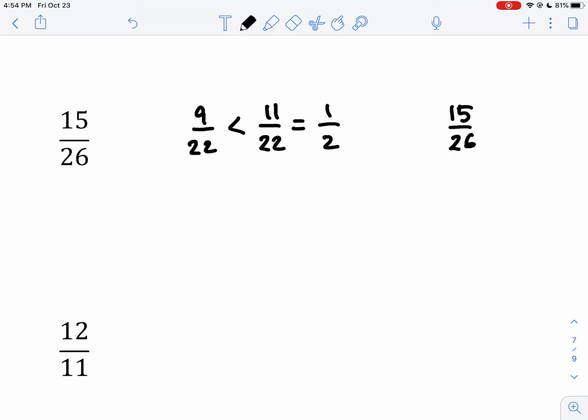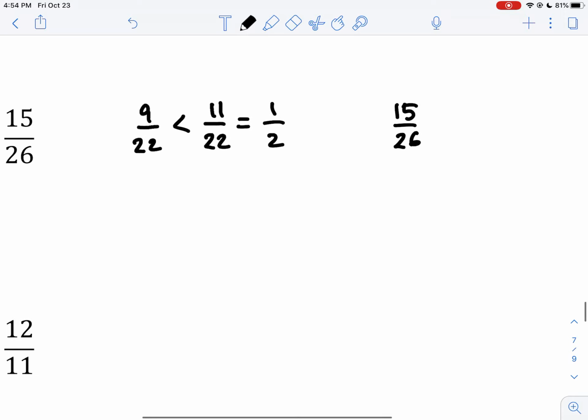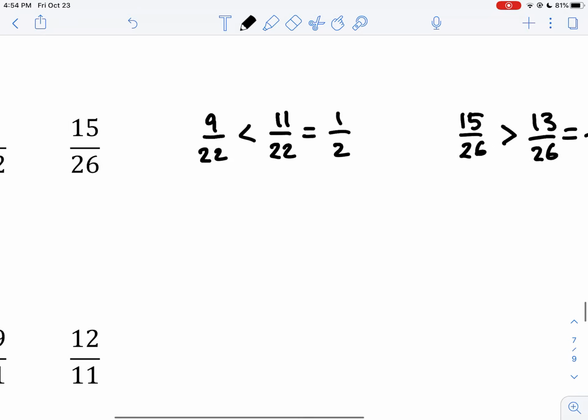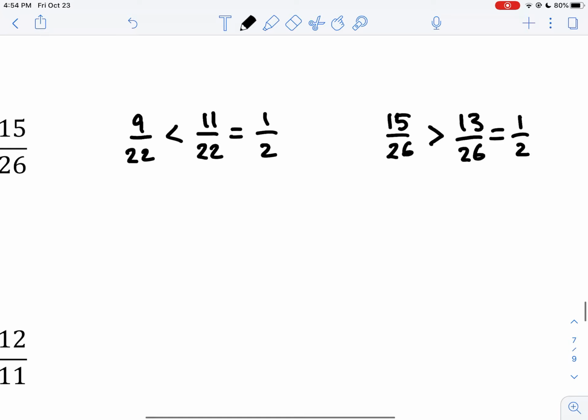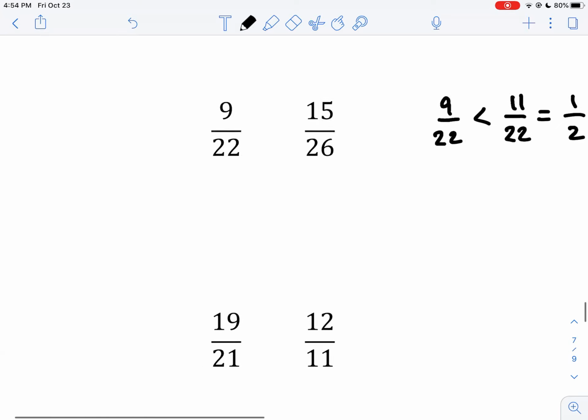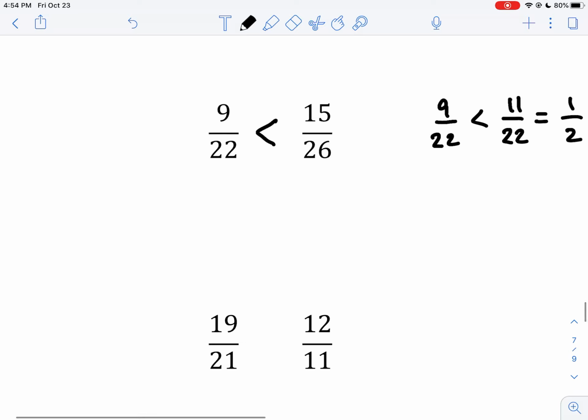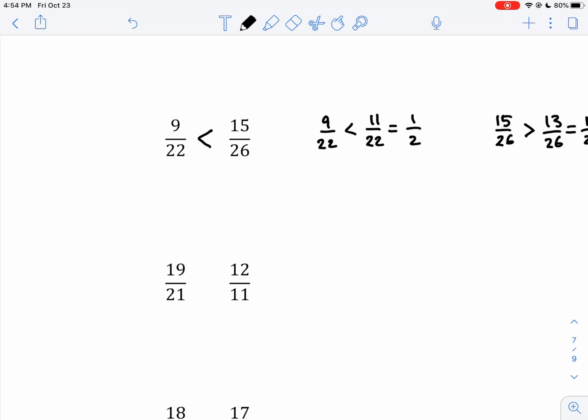And we know that 15/26ths, well, I'm using a benchmark of a half. 13/26 would be a half. And 15/26 is more than 13/26, which is a half. So 15/26 is more than a half, and 9/22nds is less than a half. That tells me that 9/22nds has to be less than 15/26. Right? So I compared them both to a half, and they're on opposite sides of a half.